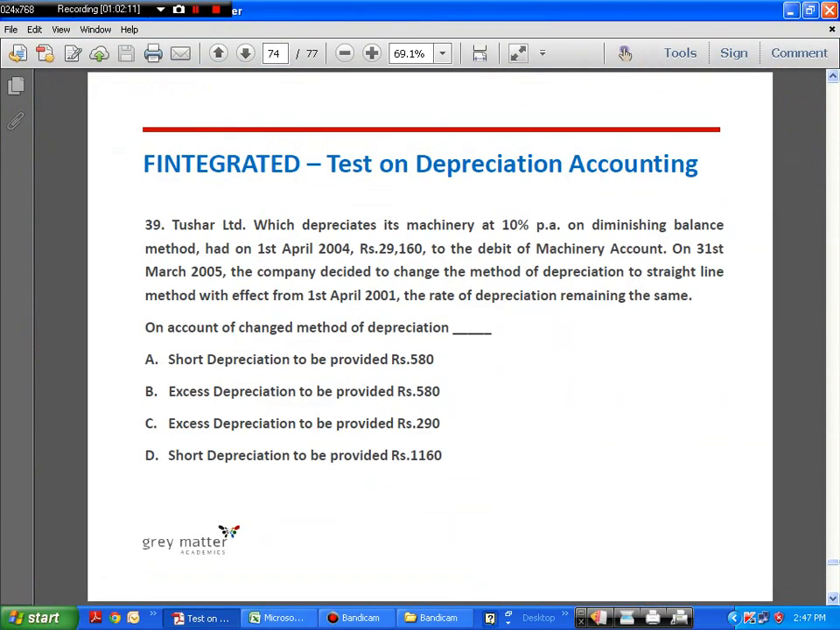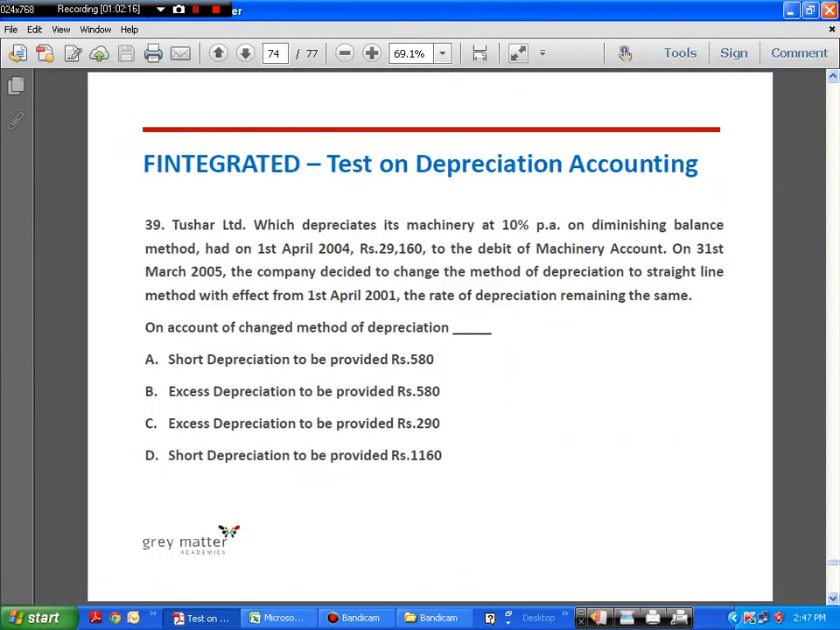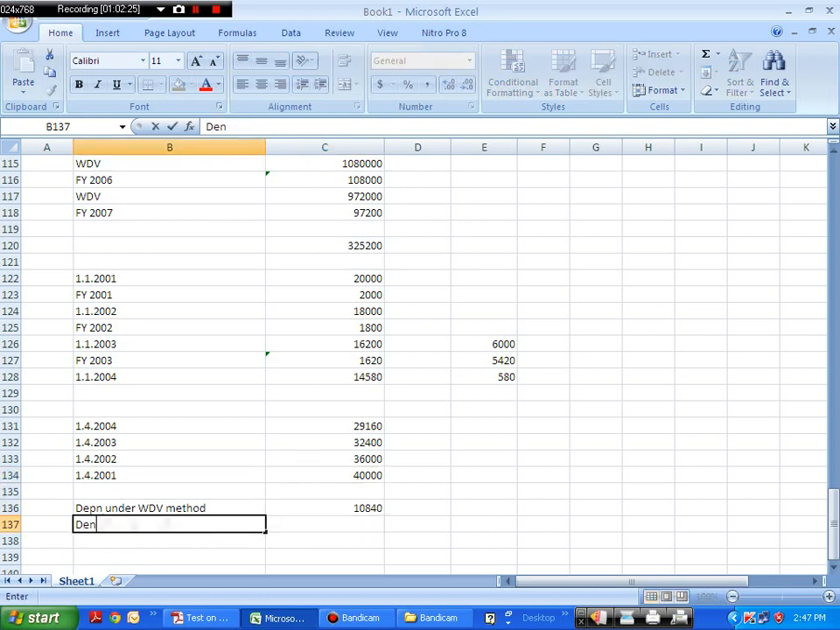But now they want to change the method to SLM with effect from 1/4/2001. So depreciation per annum will be 4,000 rupees, and if we depreciate the asset for 4 years, total depreciation under SLM will be 4,000 into 4, which is 16,000 rupees.